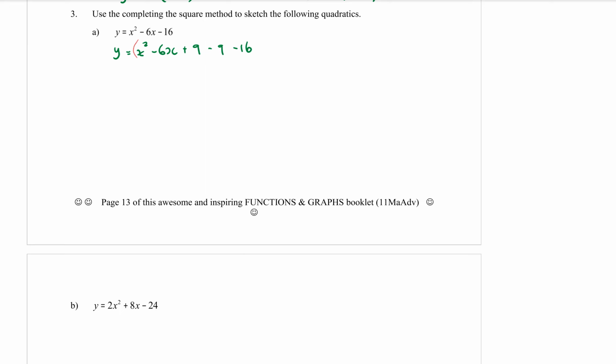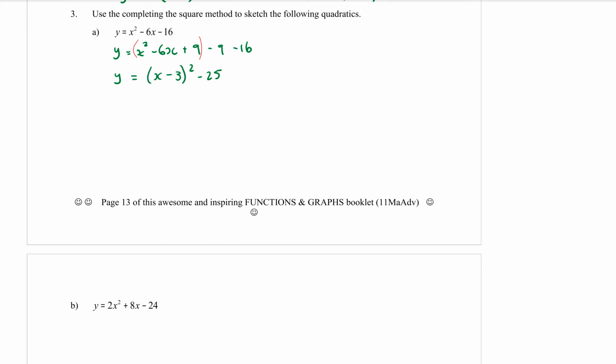Factorizing the perfect square on the next line. Half of that minus 6 is minus 3. So it'll be x, take away 3 in brackets squared. Minus 9 minus 16 is minus 25. All right, that's just what we've been doing over and over again. Now for the extra parts. To sketch from here, remember we always want to know what the turning point is and intercepts, x and y intercepts. Now, by completing the square, we can read the turning point straight off of that equation.